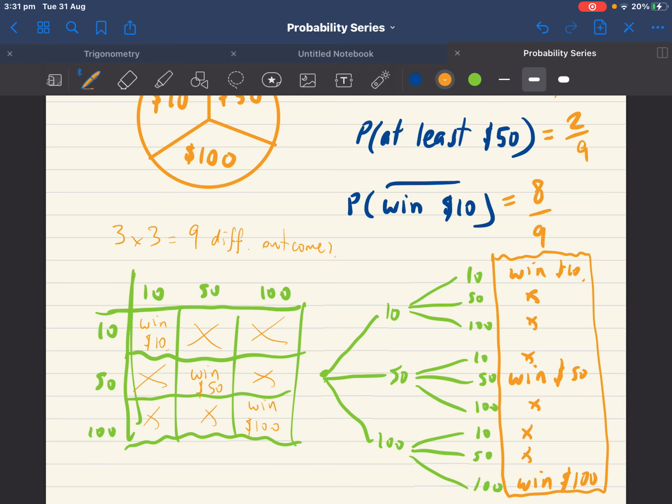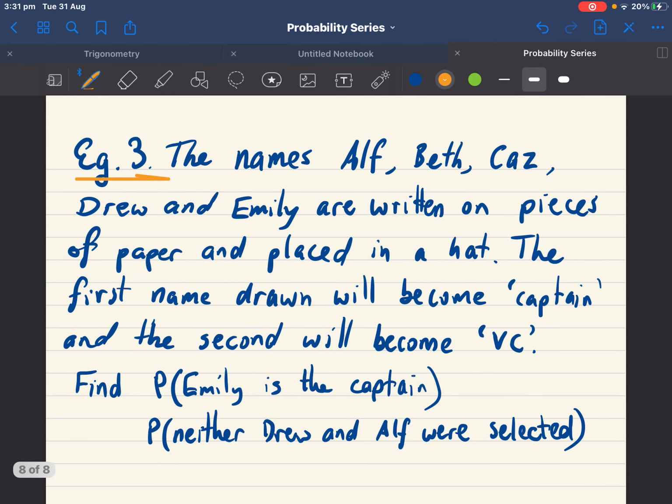All right, on to our very last example for this lesson. So this one here is a little bit trickier. It's what they call a question where there's no replacement. I'll explain right now. It's where the same option can't come up twice.